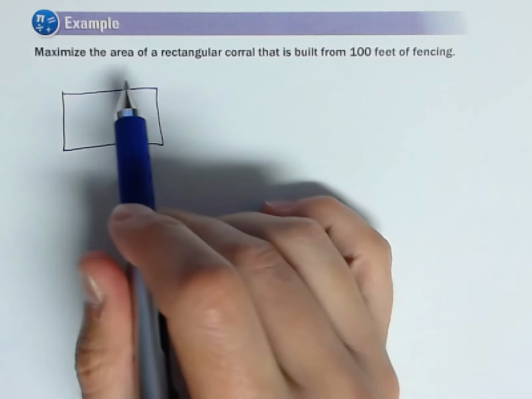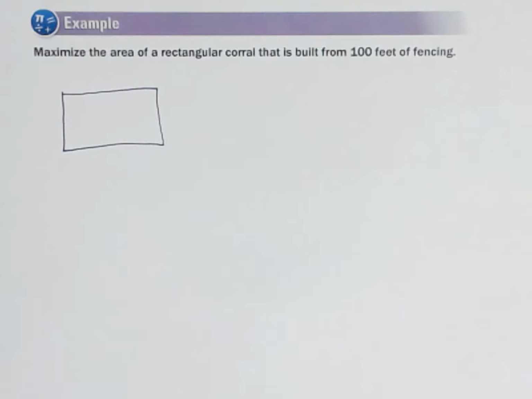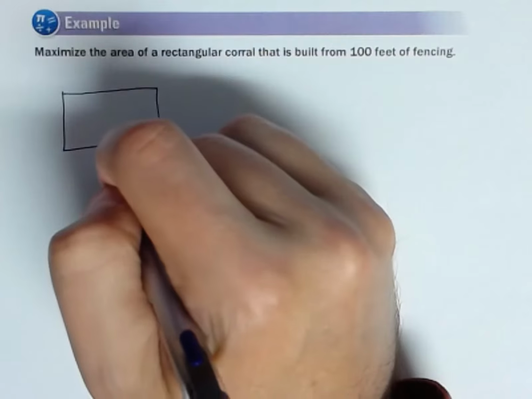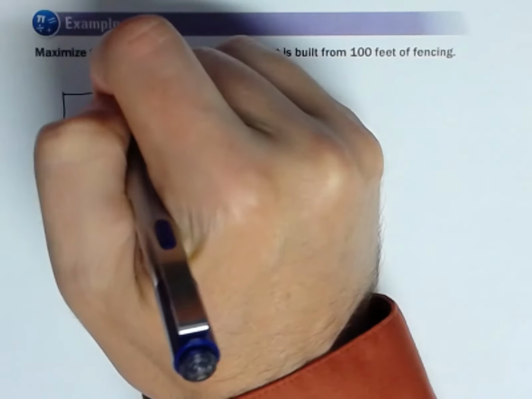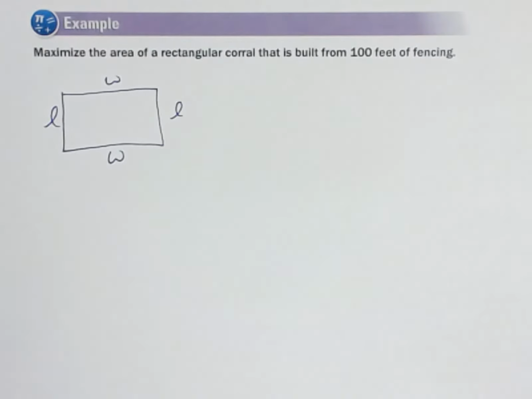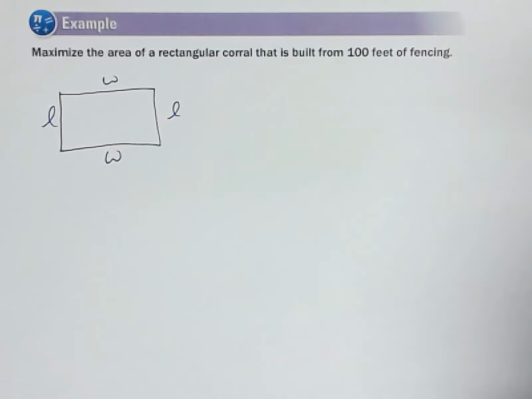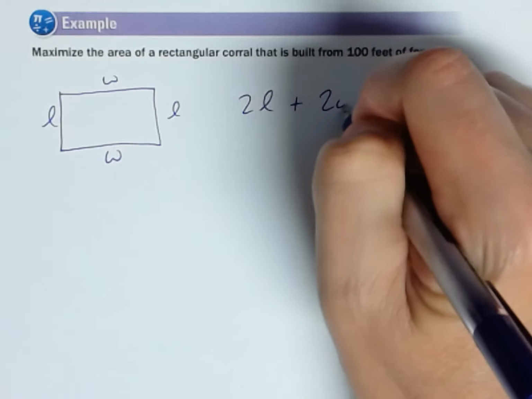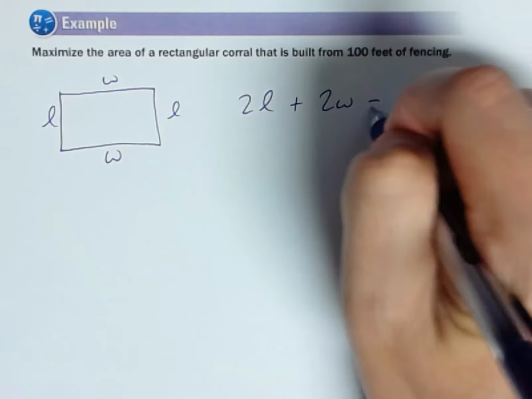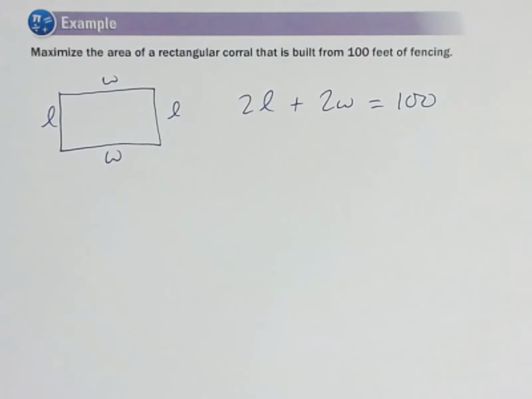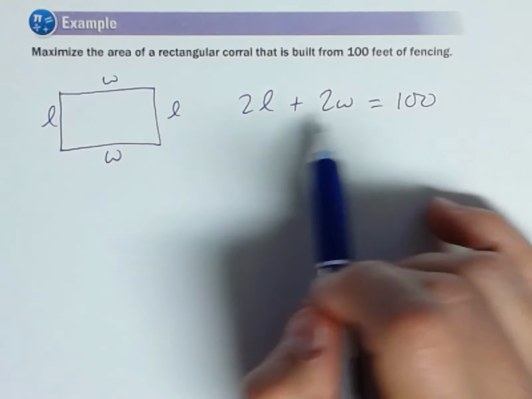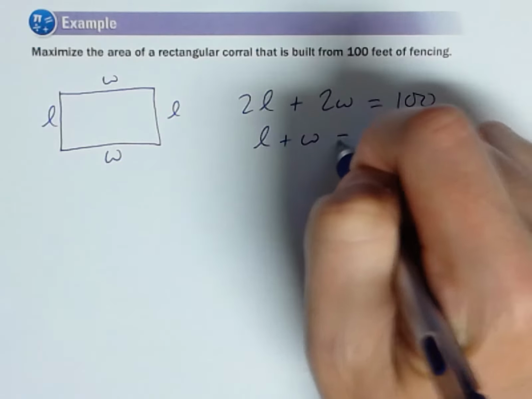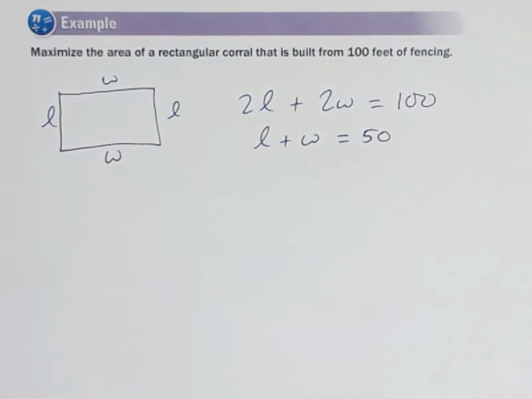So this side plus this side plus this side plus this side has to add up to 100. So let's just throw some labels in. What if I did width, length? You could use X and Y, you could use whatever you wanted. So let's see what we know. Well, 2L plus 2W, right? 2 times the length plus 2 times the width has to add up to 100. Let me simplify that. What if I divided 2 through that? So L plus W, length plus width, has to add up to 50.